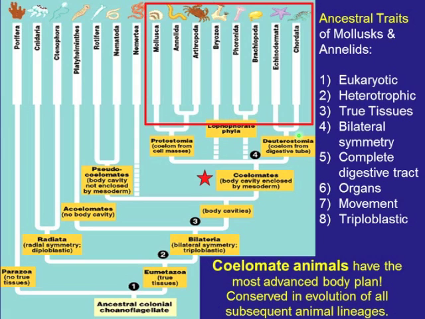lophotrochozoans, and the deuterostomes. But we're going to be focusing on the protostomes, and in particular, the mollusks and annelids. What that means is they have a coelom derived from cell masses, whereas deuterostomes have a coelom that is derived from a digestive tube.